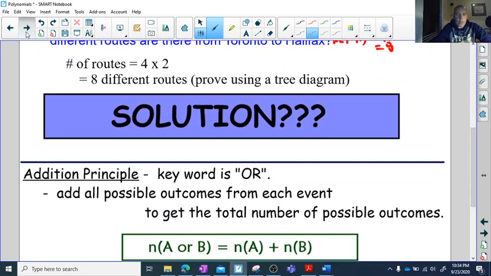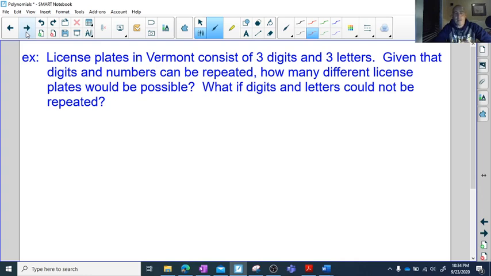I don't want to look at the addition one. So then I want to look at, this is a common one with license plates. I don't know if you've ever asked yourself this, but I wonder how many license plates there would be possible in certain states or provinces or whatever it is that you're talking about. It says here that the license plates in Vermont consist of 3 digits and 3 letters. So for example, and it says given that the digits and letters can be repeated.